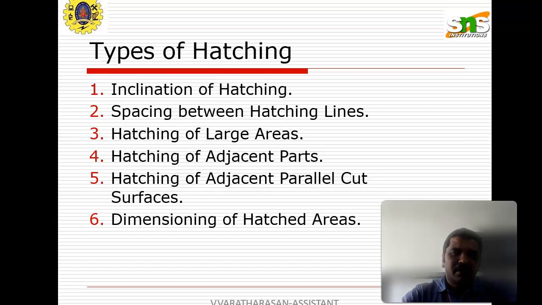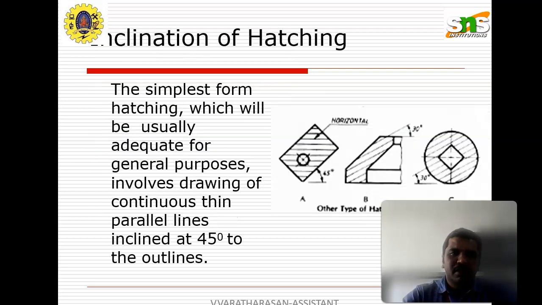We already saw the types of hatching lines: inclination of hatching, spacing between the hatching lines, large areas, adjacent parts, parallel cut surfaces, and dimensioning of hatched areas. Here, for the inclination of hatching, the simplest form, which is useful for adequate general-purpose drawing, is continuous parallel lines inclined at 45 degrees to the outline surfaces. These are some of the other types of hatching lines.